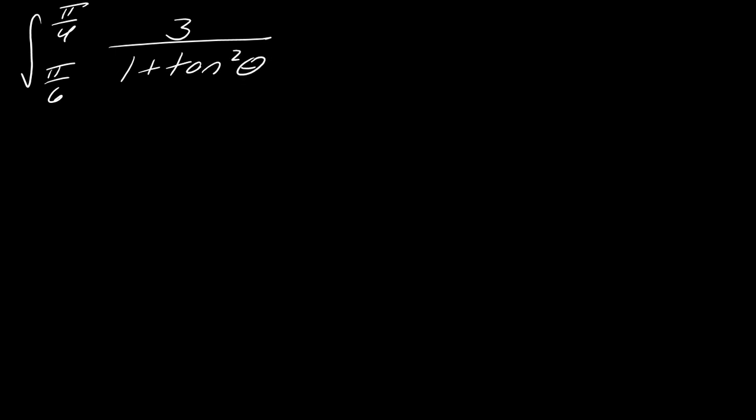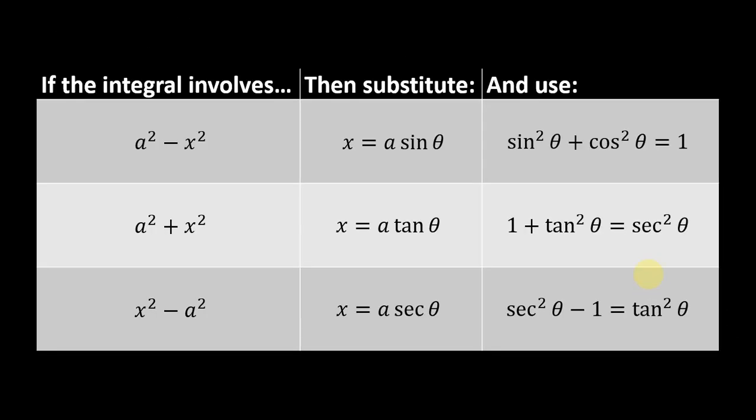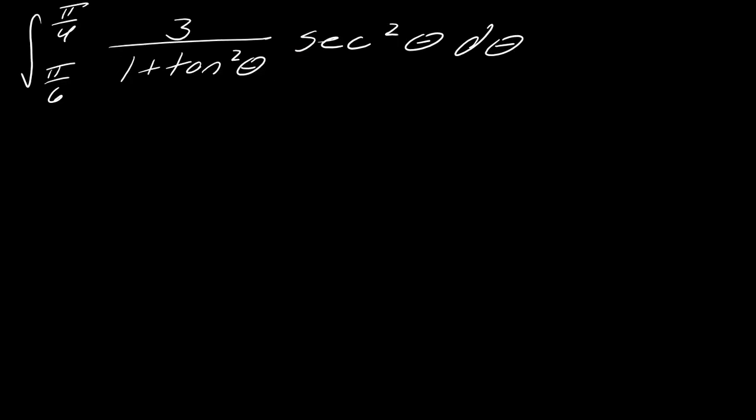So I'll make some space. Okay, so I'm going to go from pi over 6 to pi over 4, and then I've got 3 over 1 plus tangent squared theta, and then my du, remember, was secant squared theta d theta. And remember, 1 plus tangent squared theta equals secant squared theta. So if I continue on with this now, I've got pi over 4 and pi over 6. This is going to be 3 over secant squared theta.